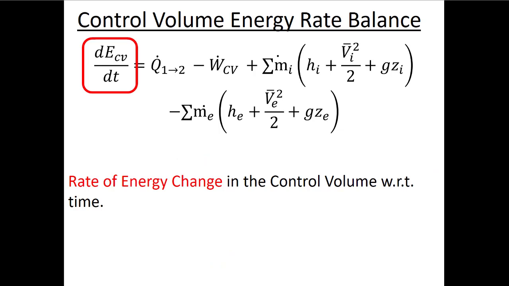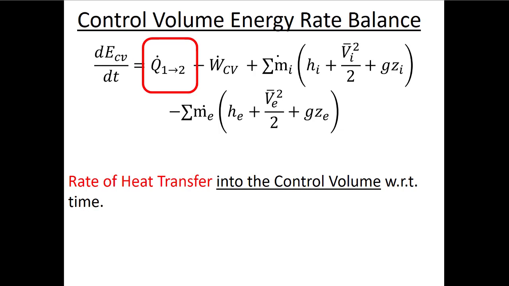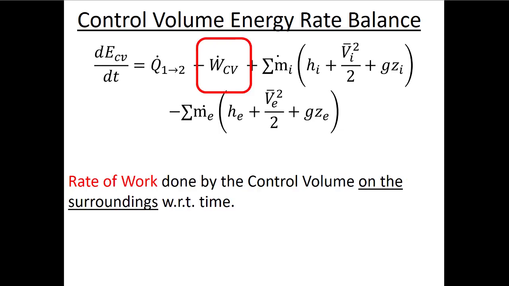dE/dt is the energy change, or the rate of energy stored in our control volume. Q dot is the heat transfer rate into the control volume. Remember, heat in is positive. W dot is the rate of work or power done by the control volume.